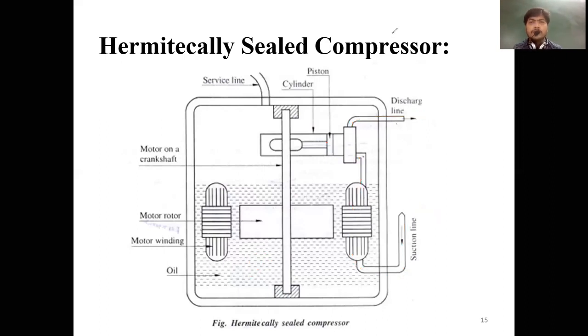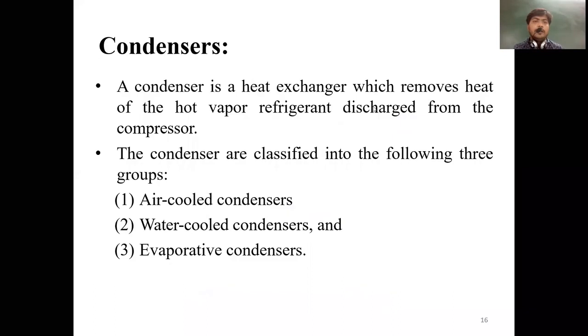Oil is used as a lubrication. Now, the next topic is the condenser. We know that the condenser is one type of heat exchanger which removes or extracts heat from the hot vapor refrigerant discharged from the compressor to the expansion valve. The condenser is placed between the compressor and the expansion valve. Its main function is to work as a heat exchanger which extracts the heat from the hot refrigerant.